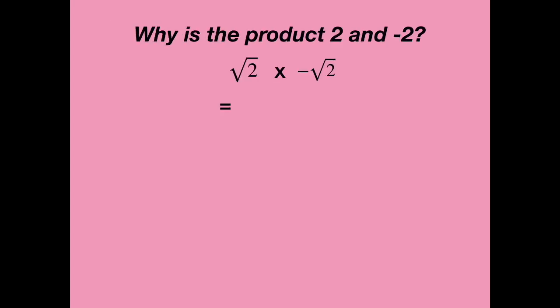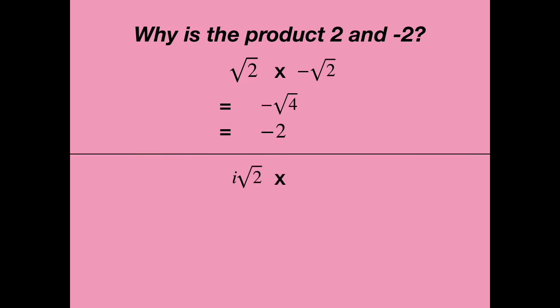Square root of 2 times negative square root of 2 is equal to negative square root of 4. Now negative square root of 4 is equal to negative 2. Now you multiply the next pair. i square root of 2 times negative i square root of 2 is equal to negative i squared square root of 4.